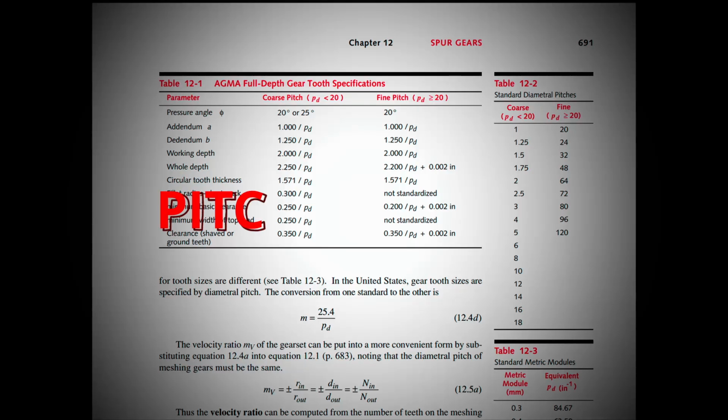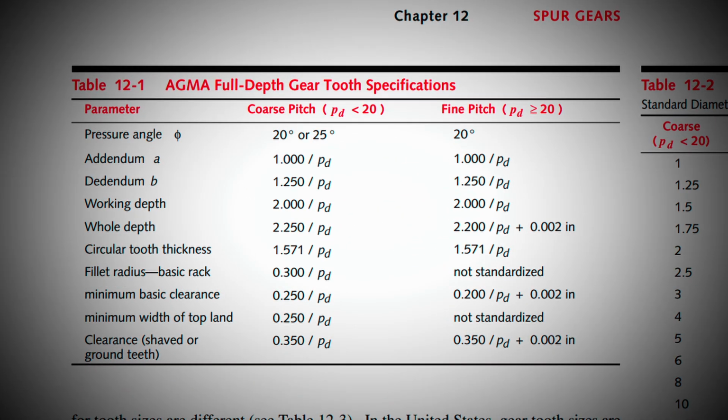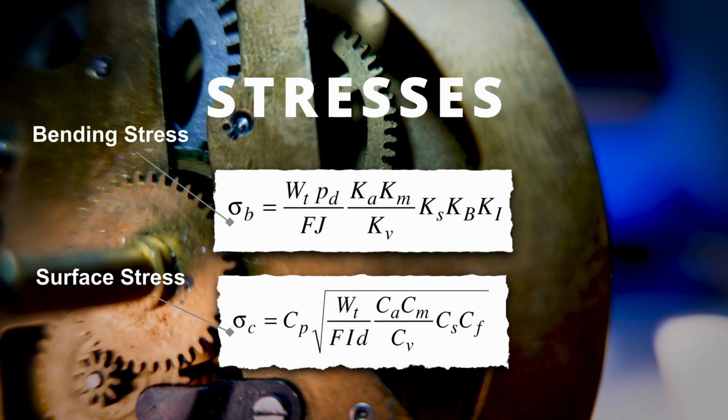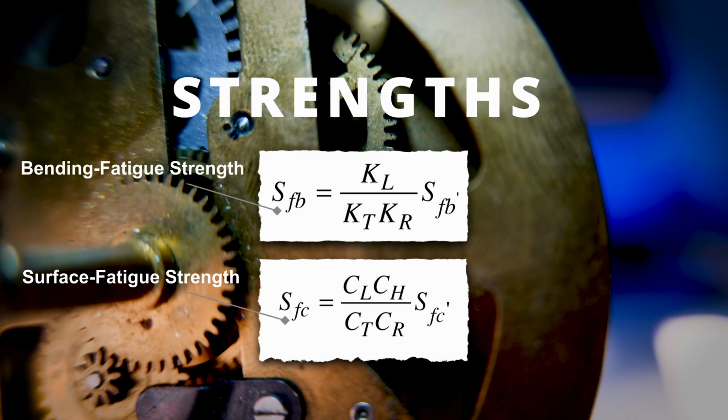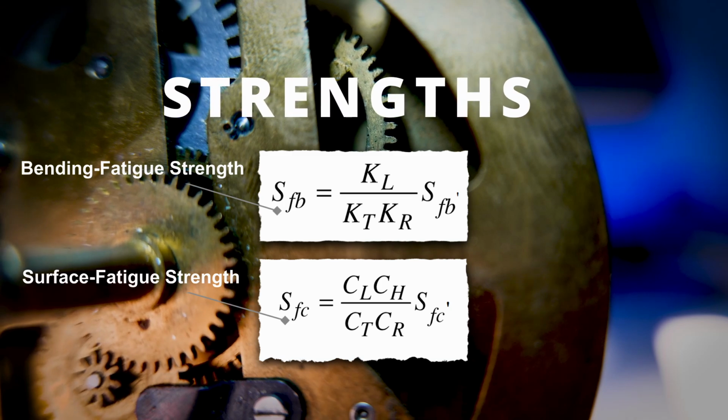One important parameter is the pitch diameter, which, according to the AGMA standards, can be used to specify gear tooth dimensions based on the chosen pressure angle. Stresses can be calculated using AGMA's equations, which are based on empirical constants. The same applies to the fatigue strengths of the gear material.